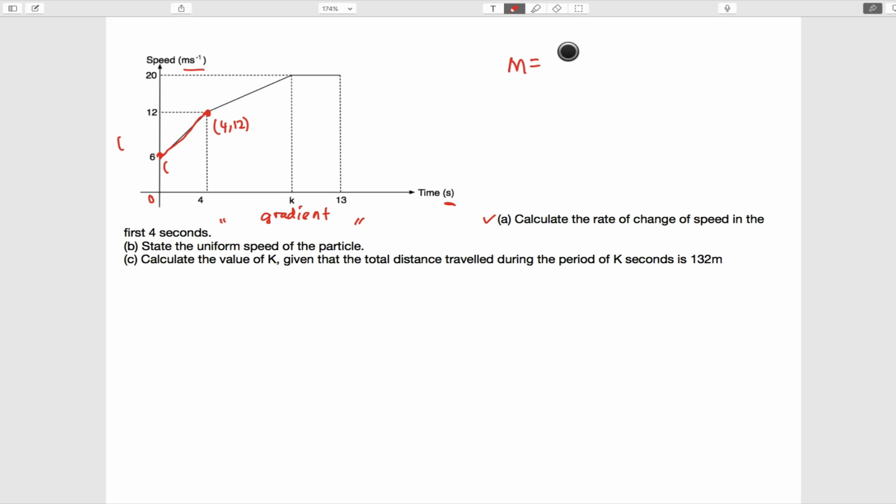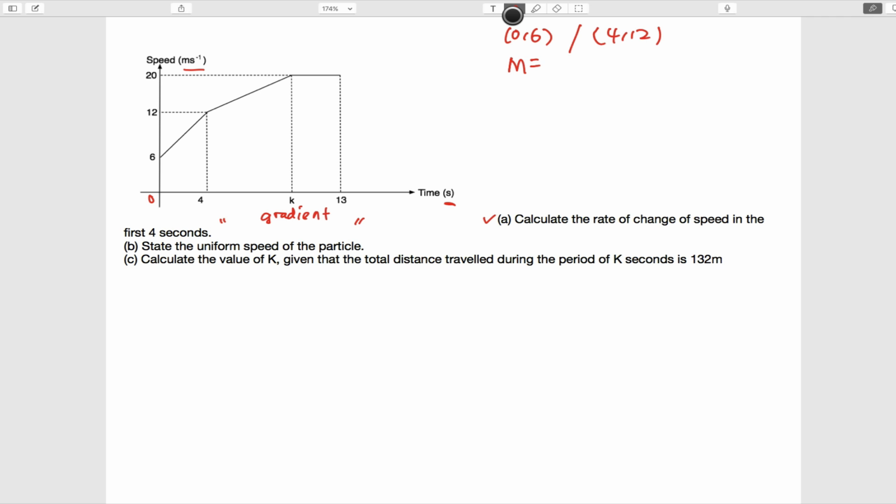So for the gradient, one of the coordinates is 0, 6. The other coordinate is 4, 12. Let me erase this first, and then adjust things. I'm not sure how this works here, because this is the first time I use this software.